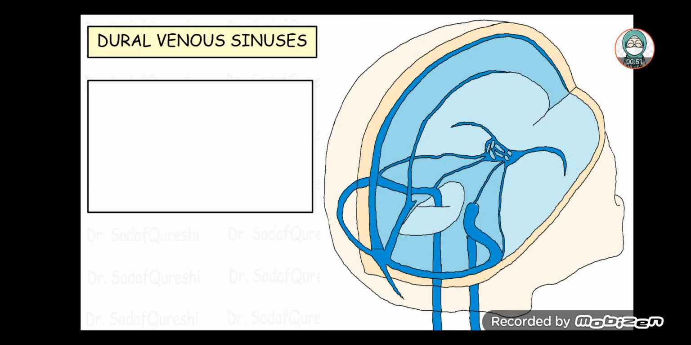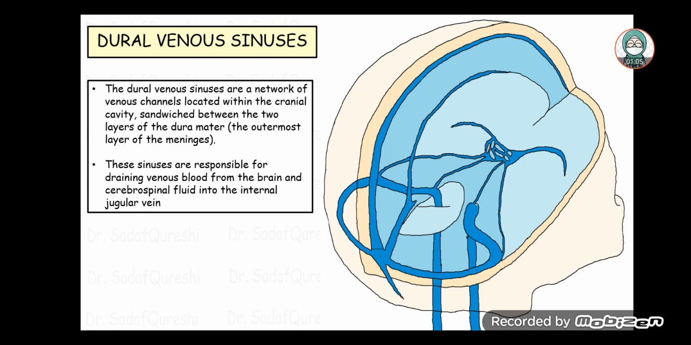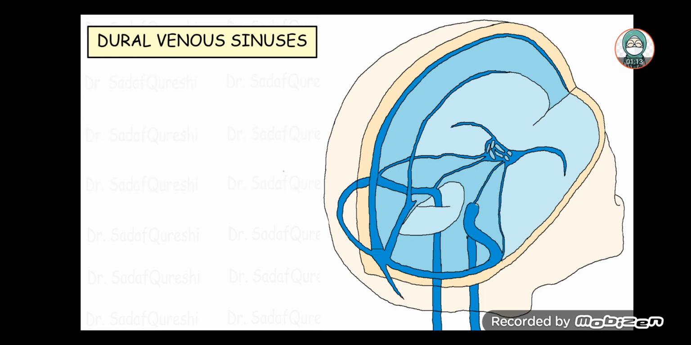Talking about dural venous sinuses, what are they? The dural venous sinuses are a network of venous channels located within the cranial cavity that is sandwiched between the two layers of dura mater, the periosteal layer and meningeal layer. And these sinuses are responsible for draining venous blood from the brain and cerebrospinal fluid into the internal jugular vein.